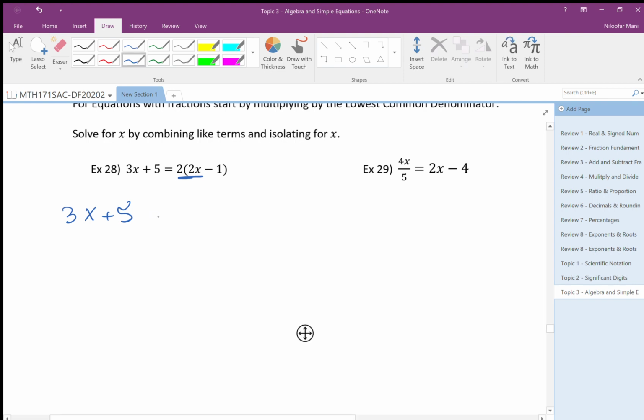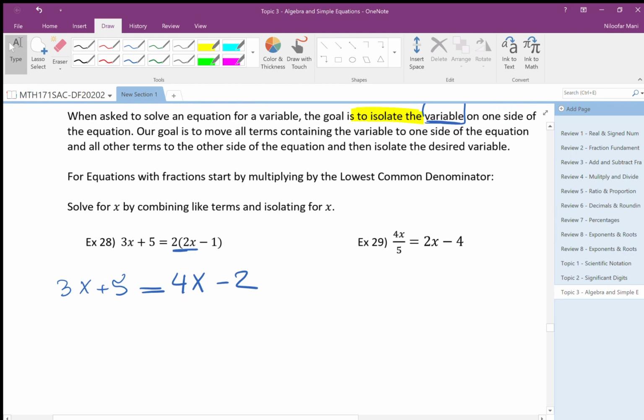Okay, so this equals 4x minus 2. Because 2x was inside the bracket, how can I bring it out? I have to multiply by 2 inside, which means I have to distribute, or simplify each side, or follow BEDMAS. Now when I do this, I isolate. What do I mean by isolate? Read here: move all terms containing the variable to one side and the other terms that don't have the variable to the other side. Okay, so I move.